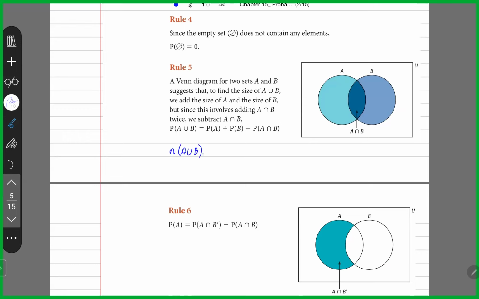You should remember this rule from set notation, that the number of elements in A union B is equal to the number of elements in A plus the number of elements in B minus the number of elements in A intersect B. That is a rule from set notation. It is now extended to include probability. So the probability of A union B is the probability of A plus the probability of B minus the probability of A intersect B.